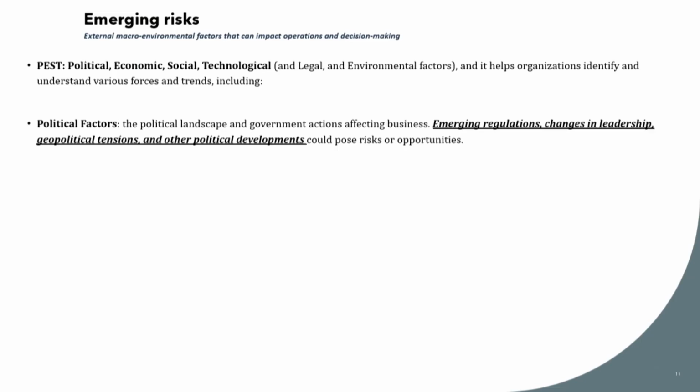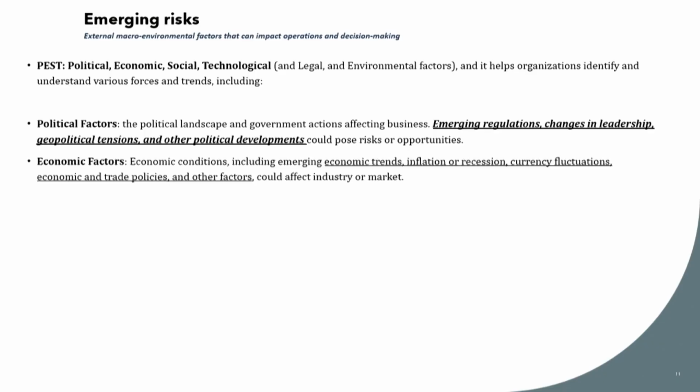So the political landscape and government actions affecting business. For example, emerging regulations, changes in political leadership, geopolitical tensions, and other political developments. It all could pose risks or opportunities for the firms. So all these political factors are one of the key components of external environmental risk.